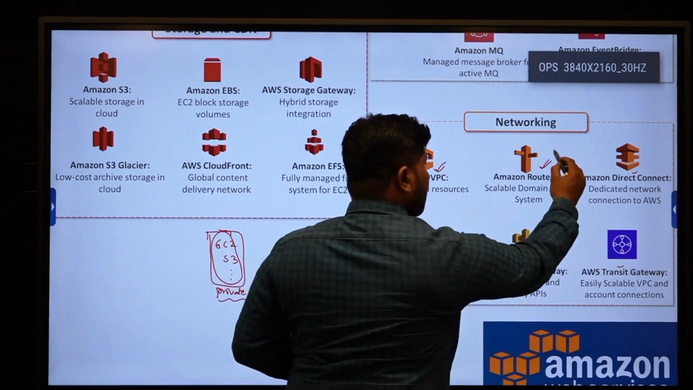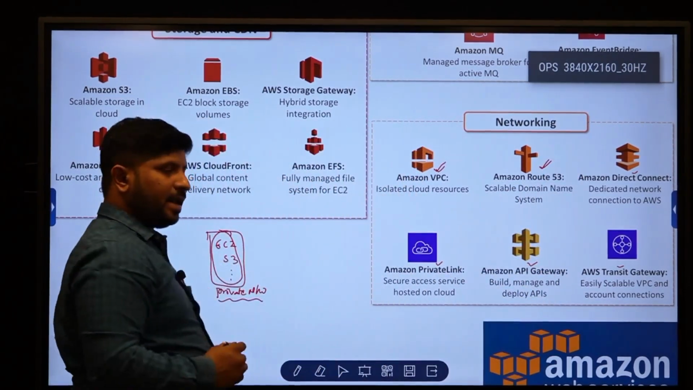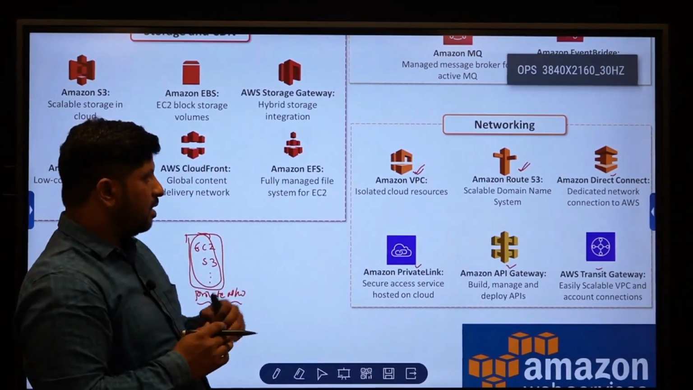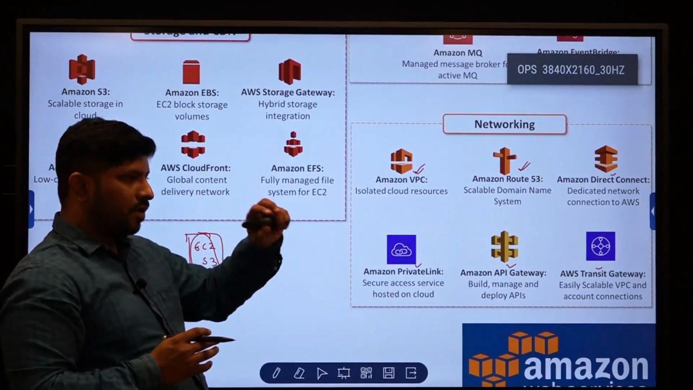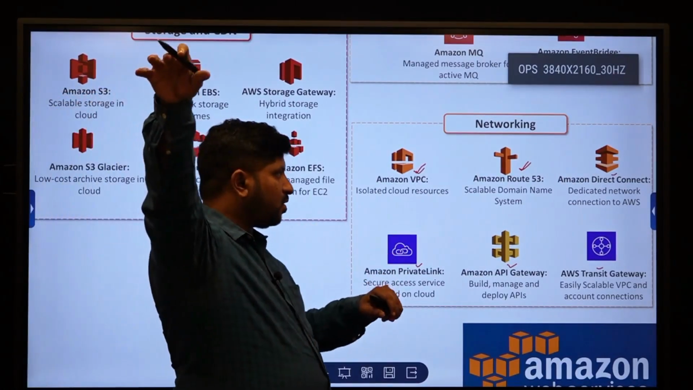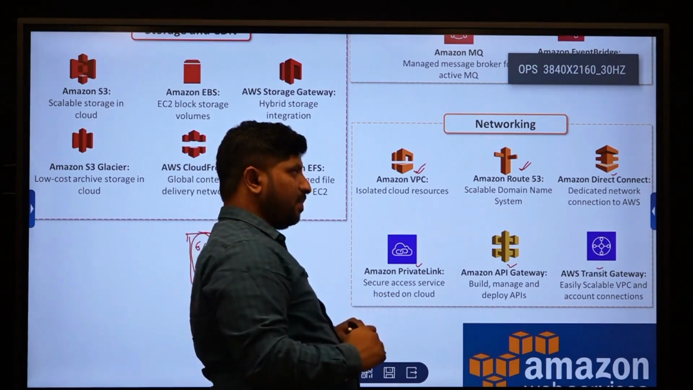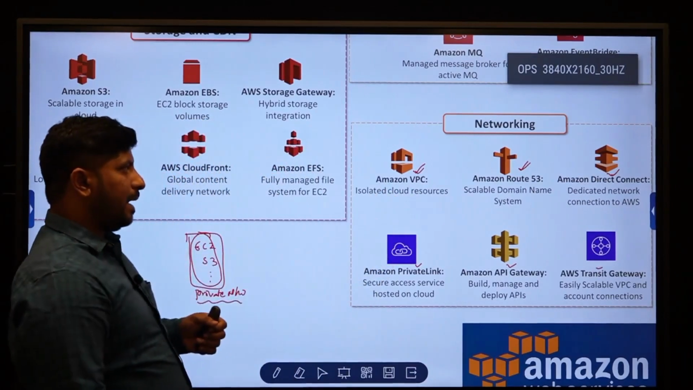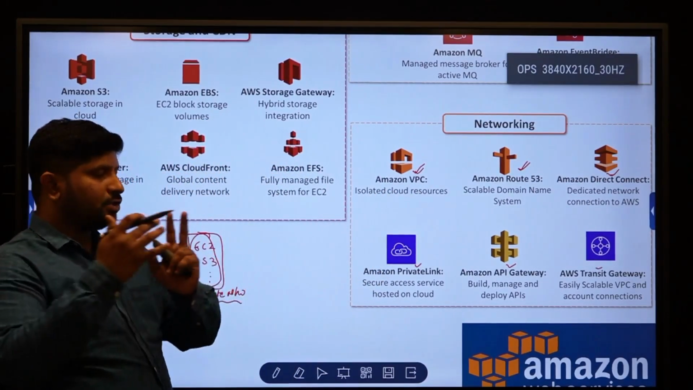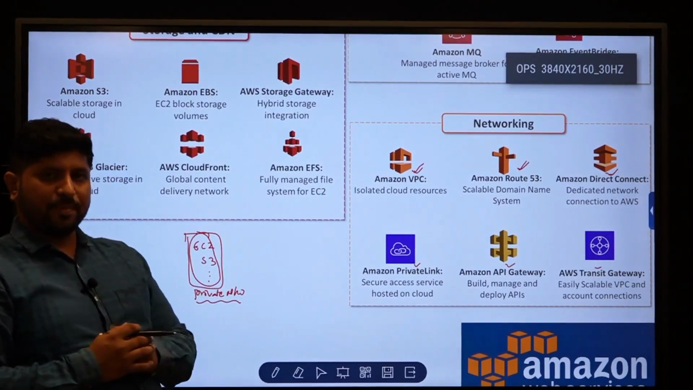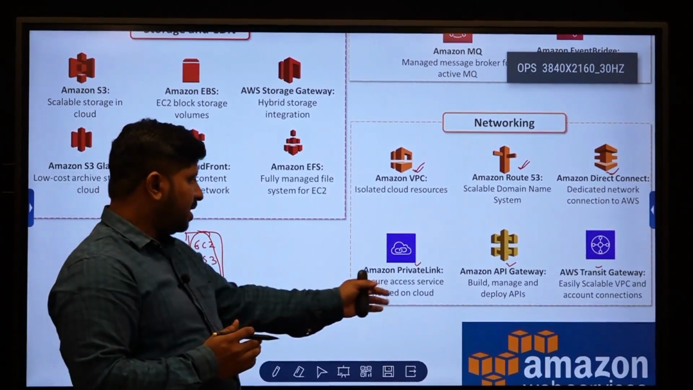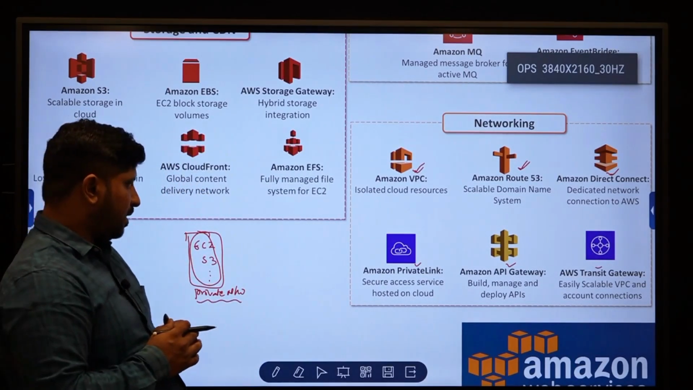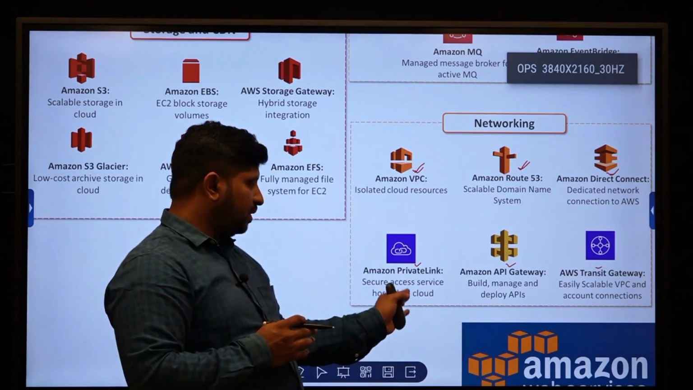Route 53 is used to route between domain name systems and the IP addresses. It will direct the traffic coming from outside from your domain name to the IP address of the server where exactly your application is being launched. Direct Connect provides you a dedicated network from your organization to the AWS services which you are accessing. PrivateLink provides you a private network for higher security and access to the services which are hosted on cloud.